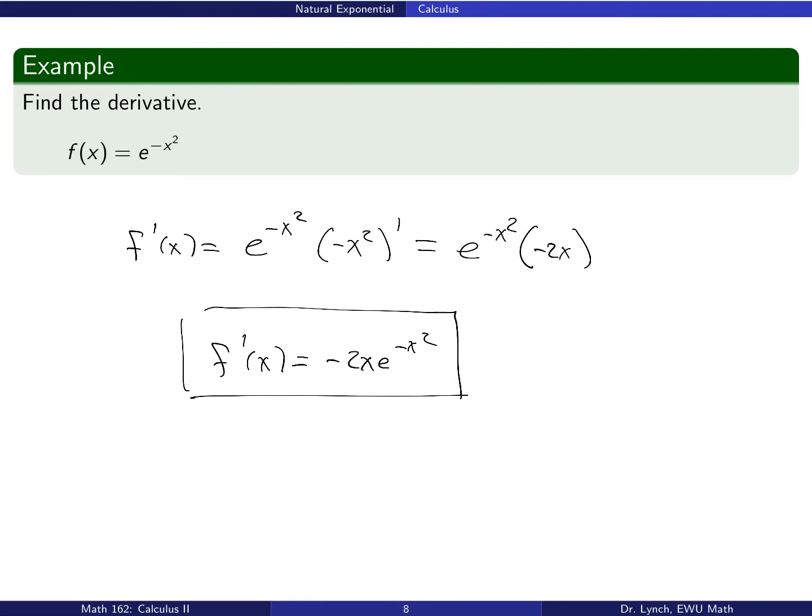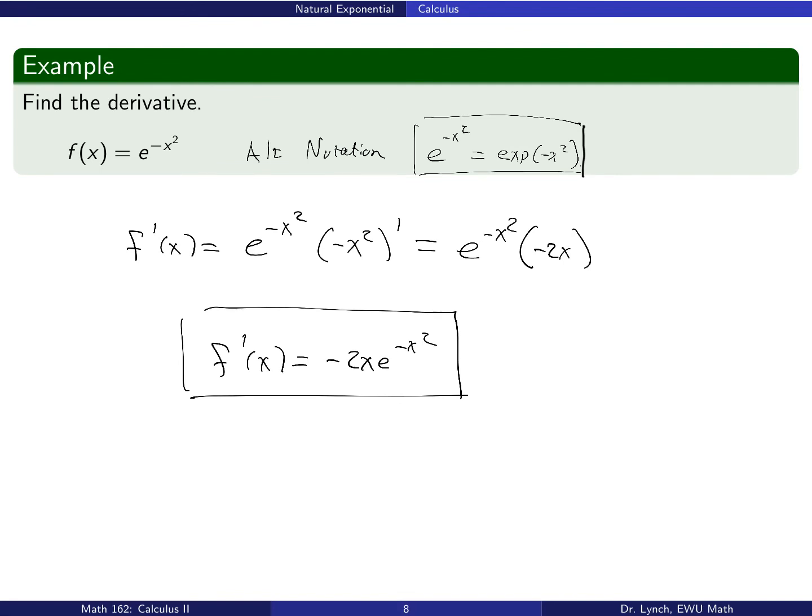A couple comments here. It's common to write powers of x in front of the exponential function, and also it's common to write exponential functions involving things that aren't plain old x as exp of stuff. This came up as a result of old typesetting questions, that it was hard to take exponentials of exponentials. So you'll sometimes see e to the minus x squared as exp of minus x squared.